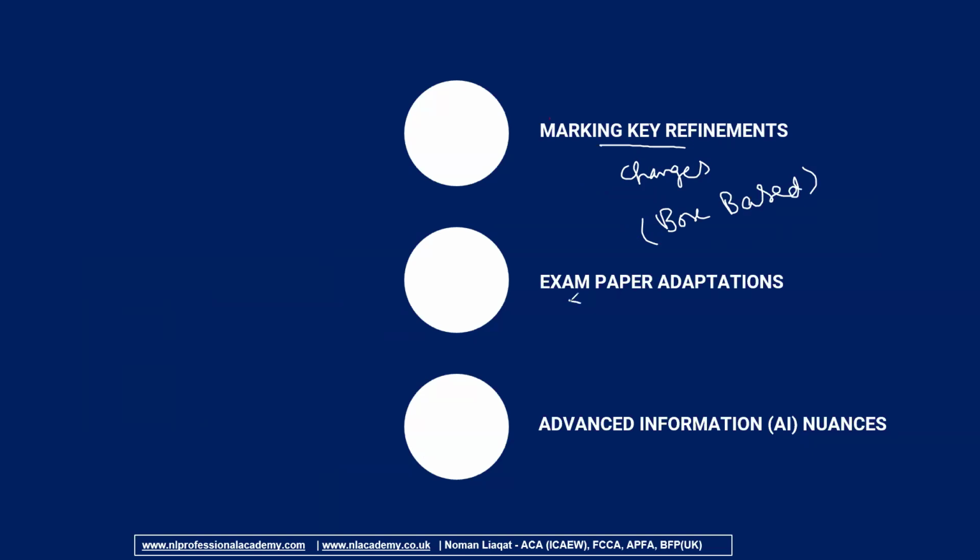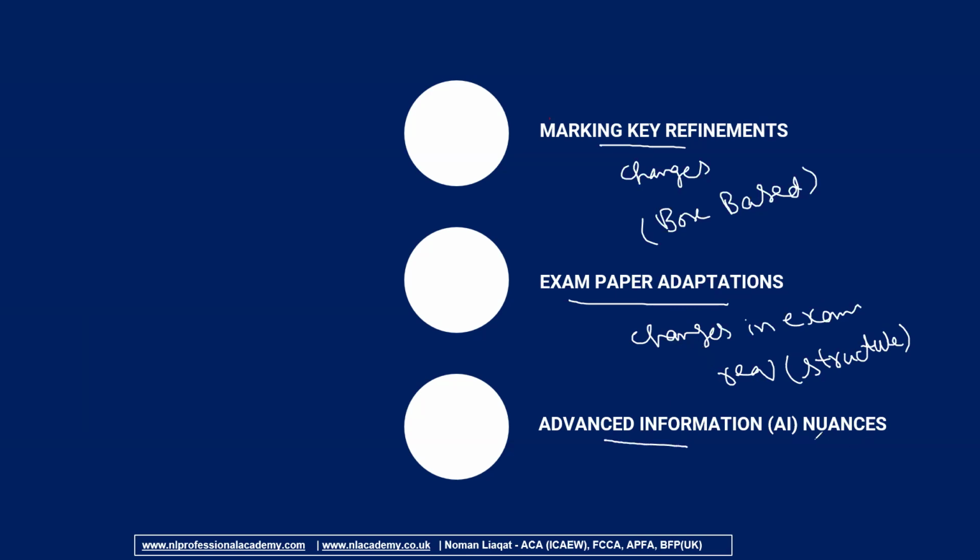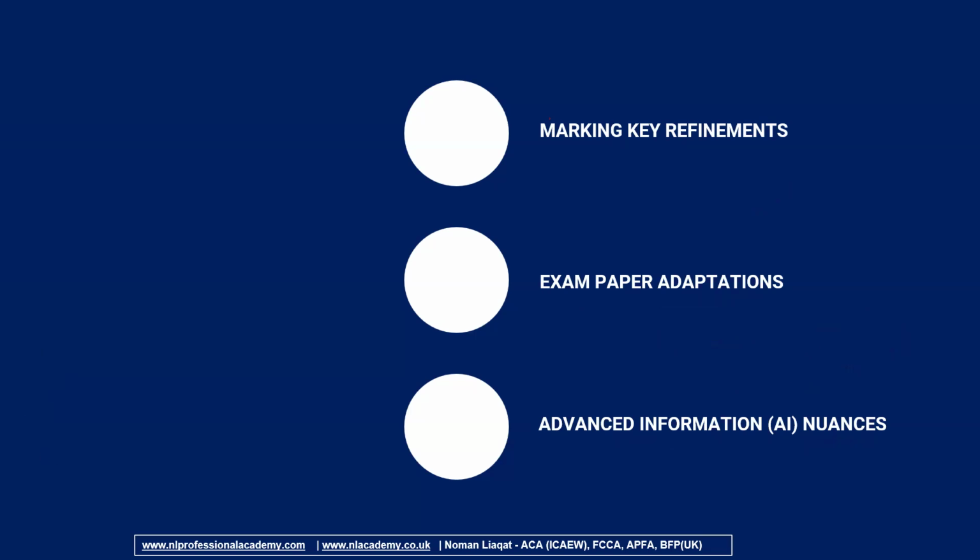Then we have exam paper adaptations. Exam paper adaptations mean changes in exam requirements, meaning structure. The way the examiner asks a question has been a little bit adapted, a bit changed. Then we have advanced information: the structure of advanced information, what things are given to us and what things are not given to us in our recent advanced information.